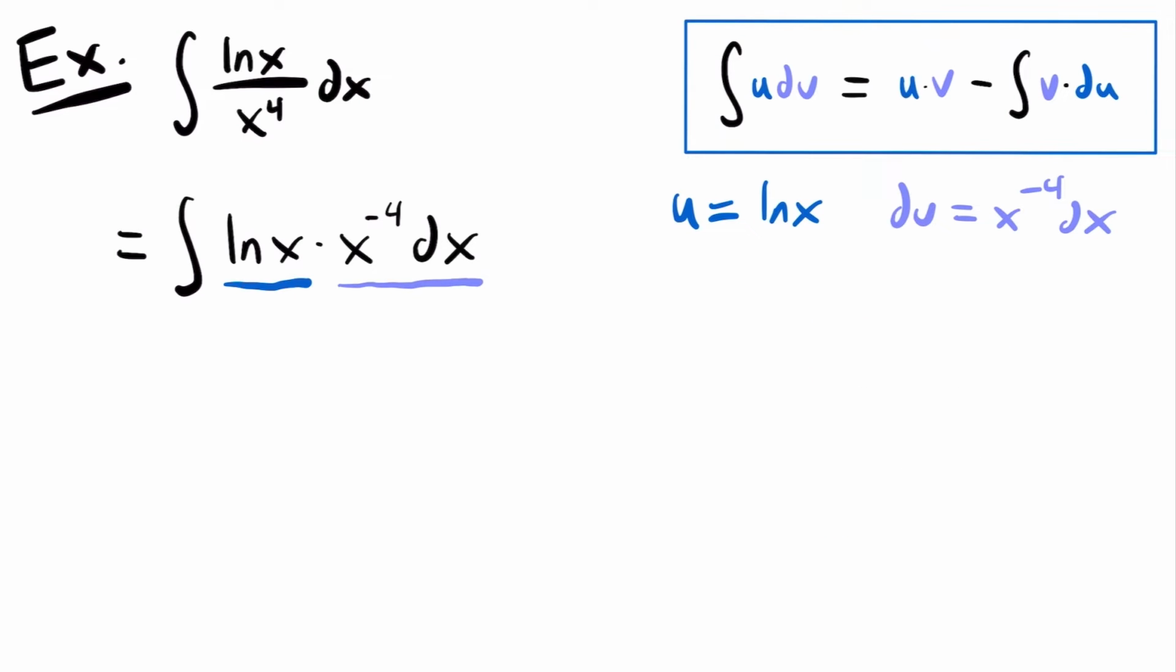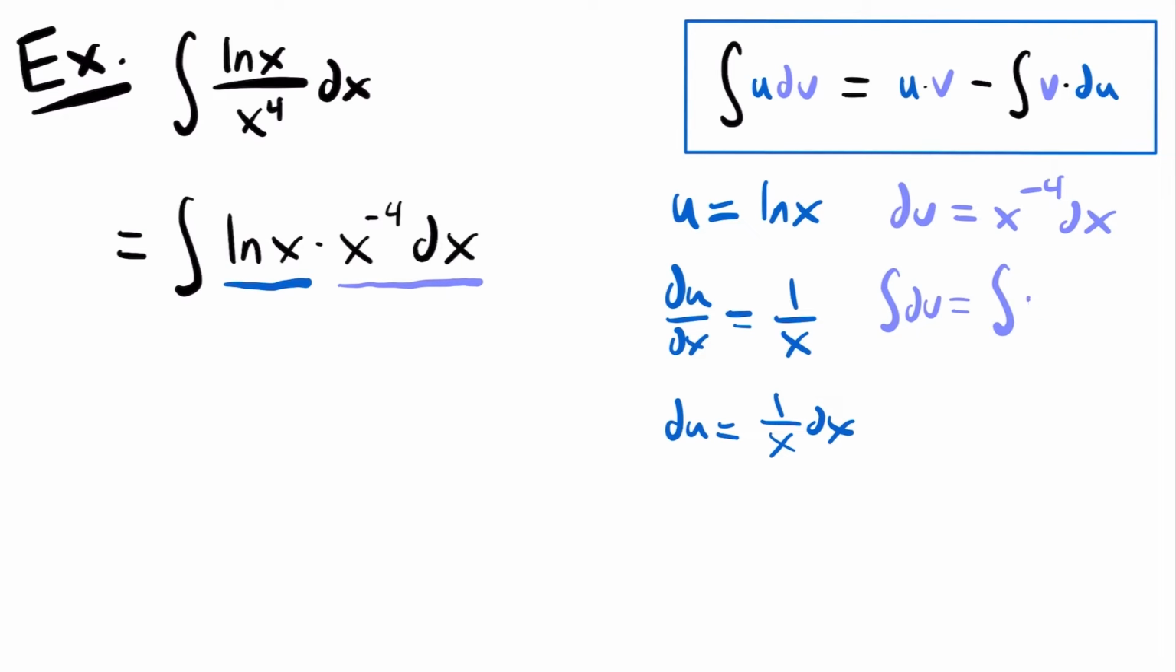Okay, and so let's take the derivative of u. We will have that du dx is equal to the derivative of the natural log of x, which is 1 divided by x, and then if we solve for du by multiplying both sides by dx, we will have that du is equal to 1 divided by x times dx. Now, we want to take the integral of dv, so we will have the integral of dv is equal to the integral of x to the negative fourth power times dx.